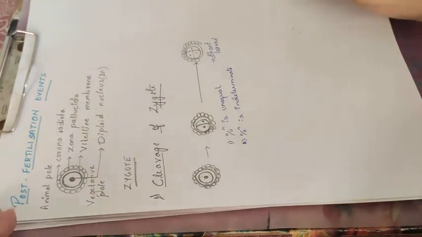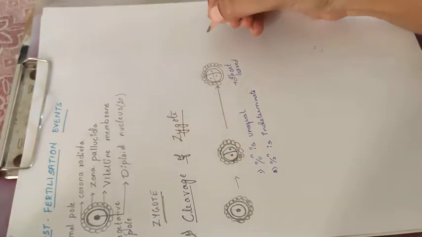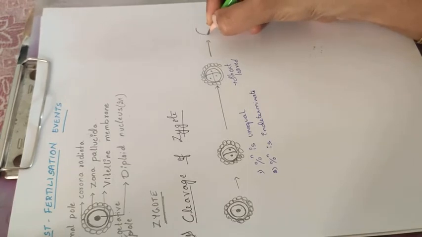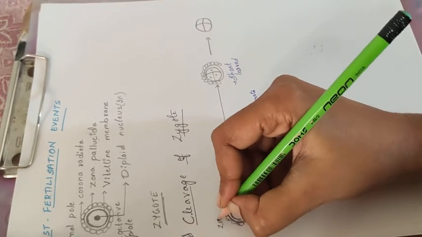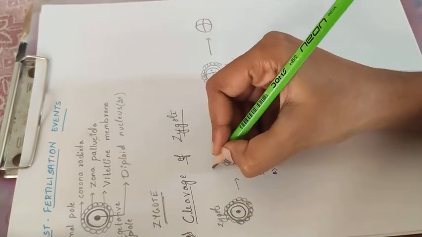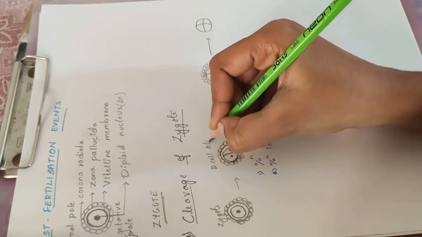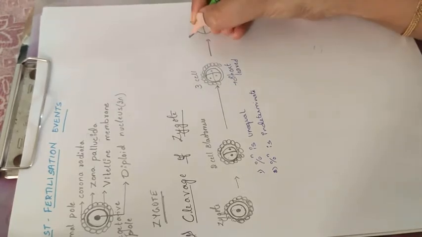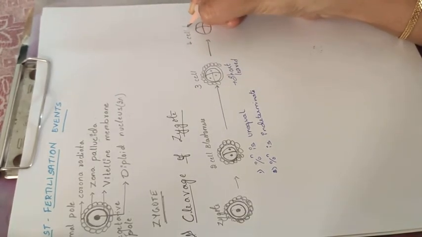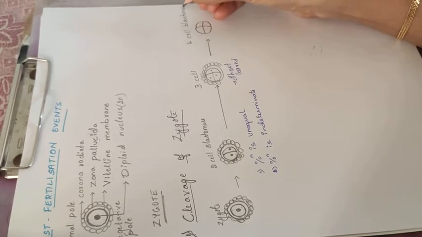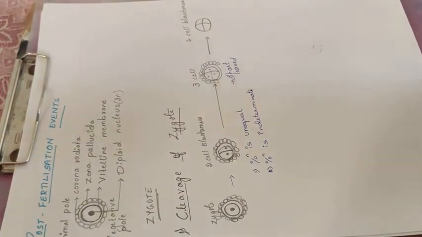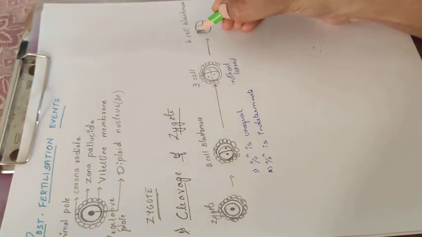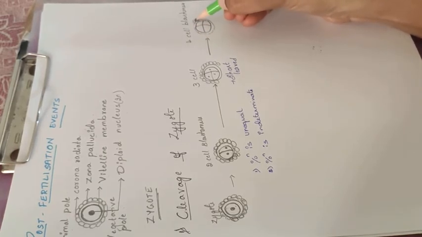And immediately this is going to divide further to form a 4-cell blastomere. Clear? This was a zygote which divided to form a 2-cell blastomere, and this was 3-cell, and here it comes, 4-cell blastomere. Now here also the membranes are still intact. Continue writing this. Zona pellucida and corona radiata are still here.